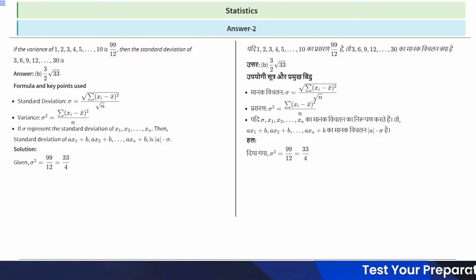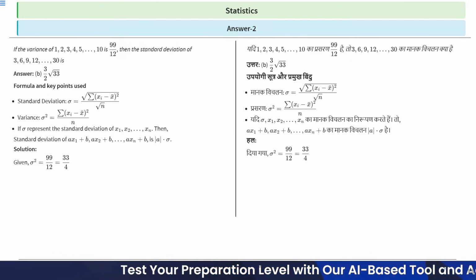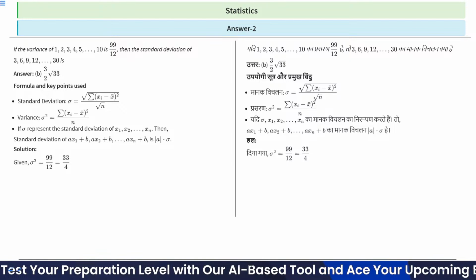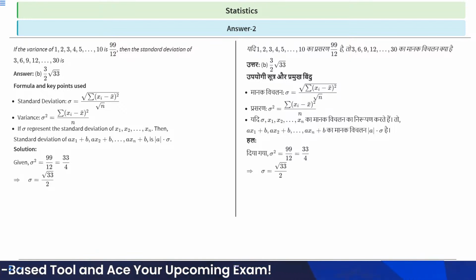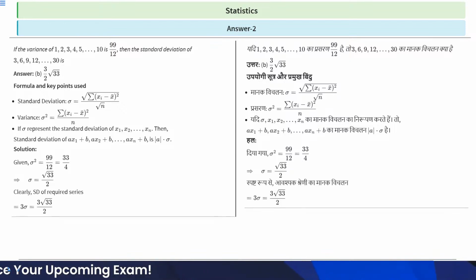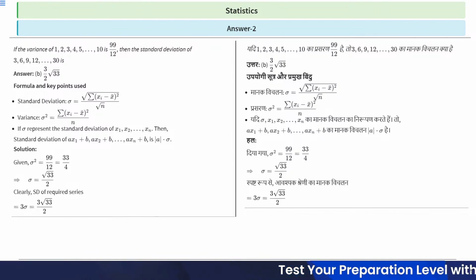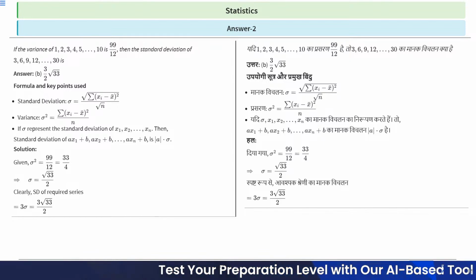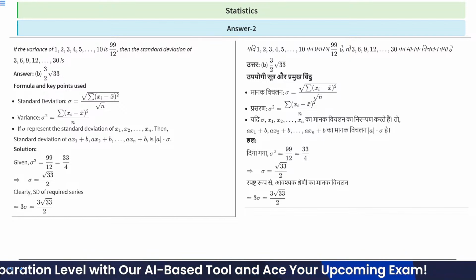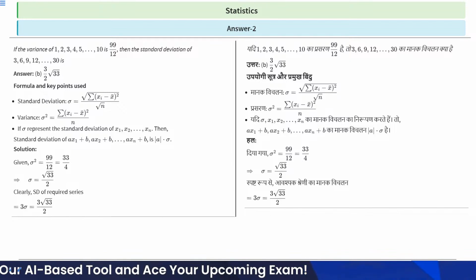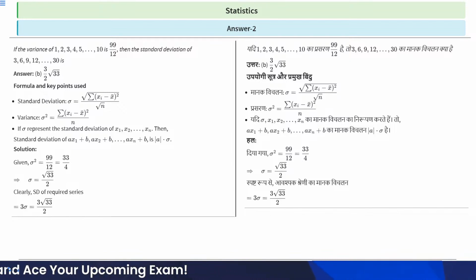Now see, given sigma square, that is variance, is equal to 99 by 12, right? That is, sigma square is equal to 99 by 12, which is equal to 33 by 4. Therefore, sigma can be calculated as root 33 by 2, right? Sigma is equal to root 33 by 2. Clearly, the standard deviation of the required series will be equal to 3 sigma, by using the formula that we have just discussed, right? So the standard deviation of the required series will be 3 sigma, which is equal to 3 root 33 upon 2. Therefore, option B, 3 into root 33 upon 2, will be the right answer. Got it?